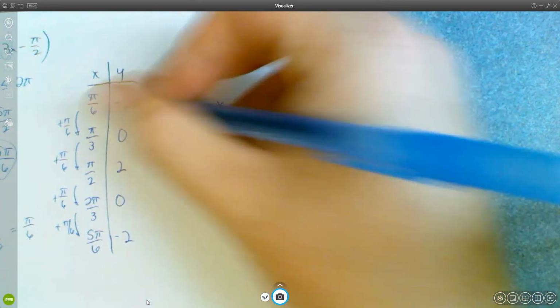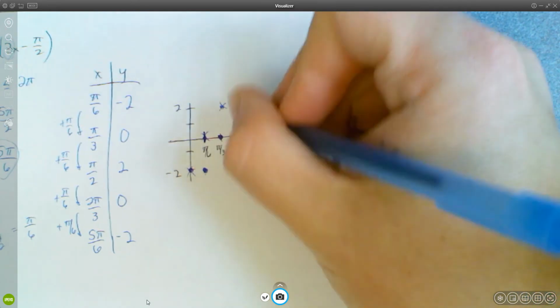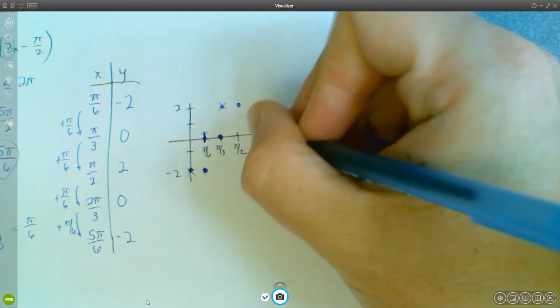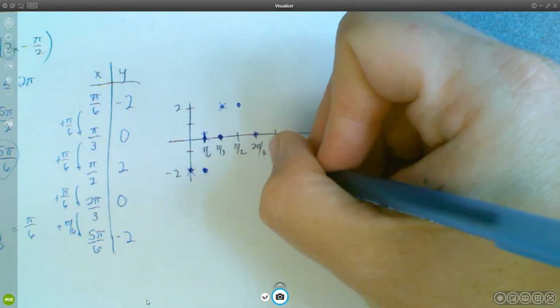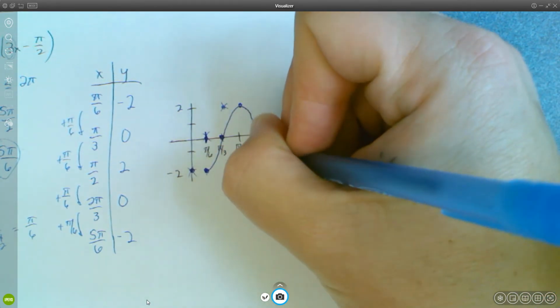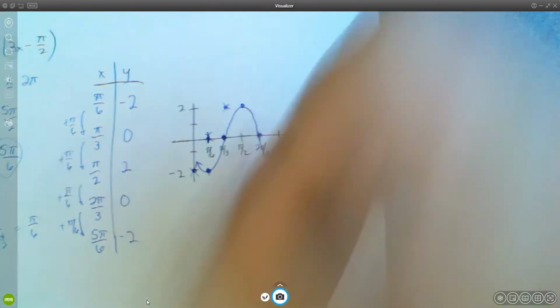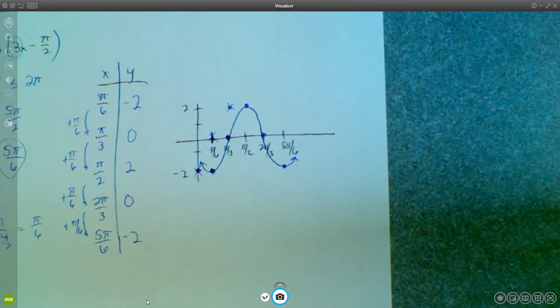Sorry, we're starting at pi over 6, not at 0. So it's pi over 6, negative 2. Pi over 3, 0. Pi over 2, 2. 2 pi over 3, 0. And then 5 pi over 6, negative 2. There we go. Okay, so that's what that one looks like.